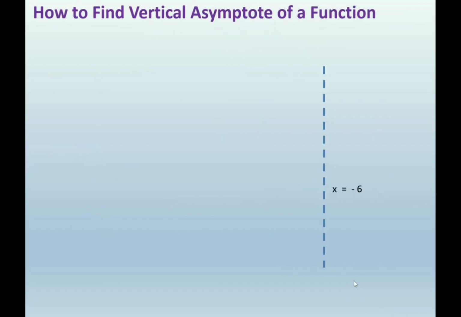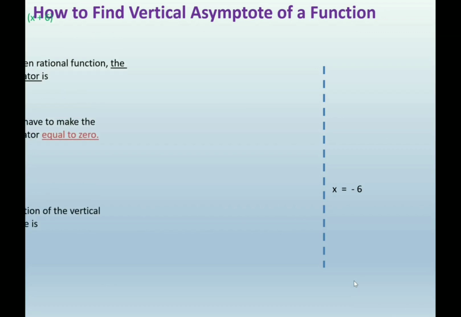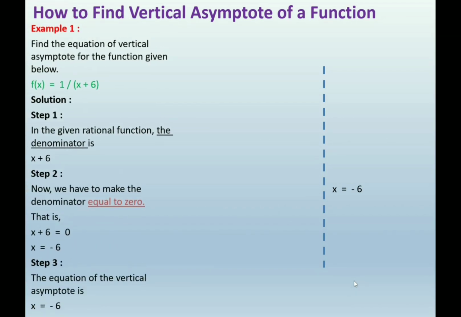How to find vertical asymptotes of a function. We will give you some examples. Example number 1: find the equation of the vertical asymptote for the function given below. f of x equals 1 over x plus 6.